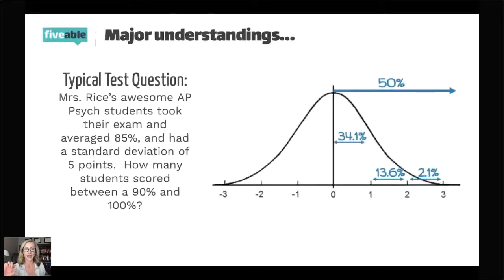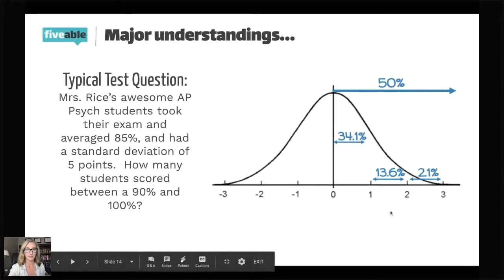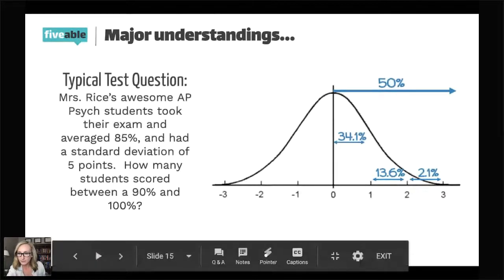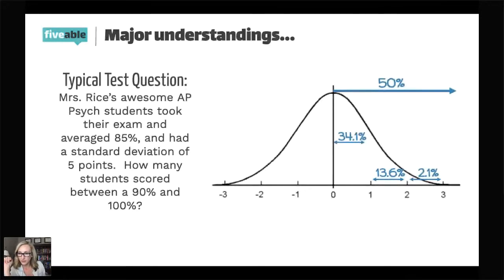How many students scored between a 90% and a 100%? Ooh, that's hard. Let me get back here. Is there a possibility we won't get a question like this? Of course, there's always a possibility you won't get a question like any of them. Ooh, okay. I don't know how to solve this. Okay, we're going to talk about that. All right, I'm seeing lots of 15.7s. Neither do I. Okay, we are going to go back.